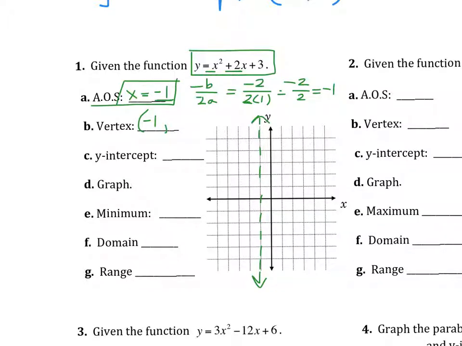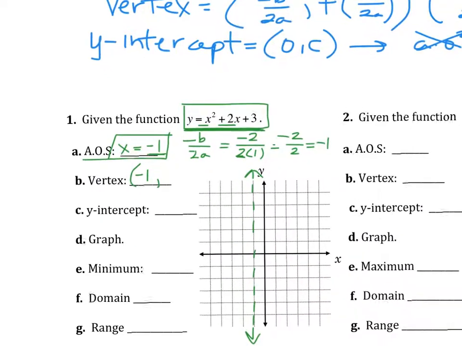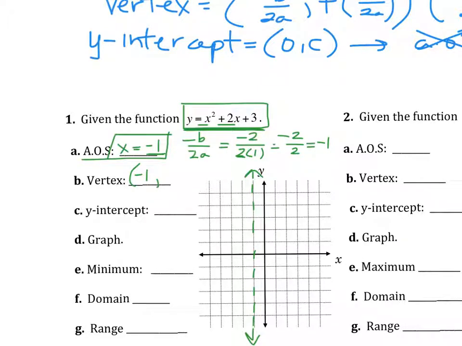That's your y-intercept. We want the y value of our vertex. So here's our equation, right? We know what x is. How can we find y? Plug x in. So you're going to take this and plug a -1 in for x. So it's going to look like this.